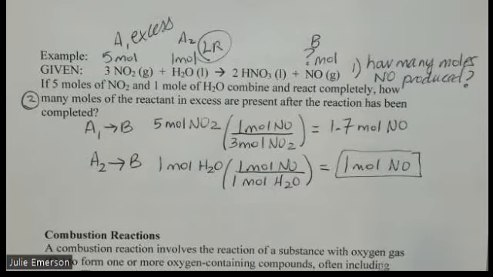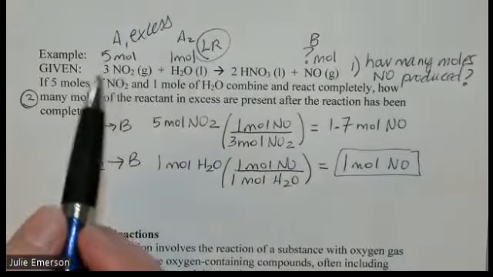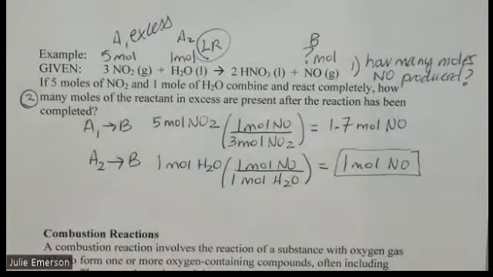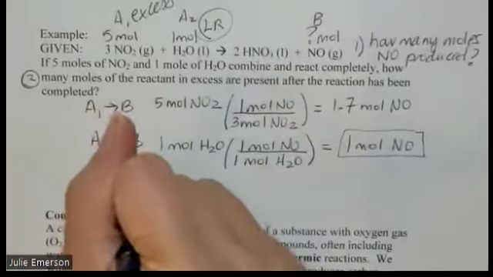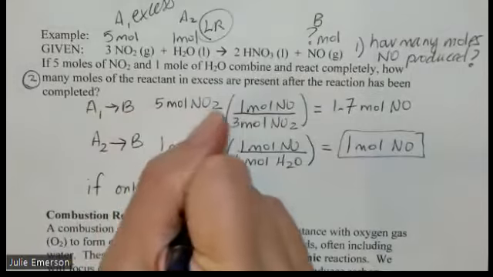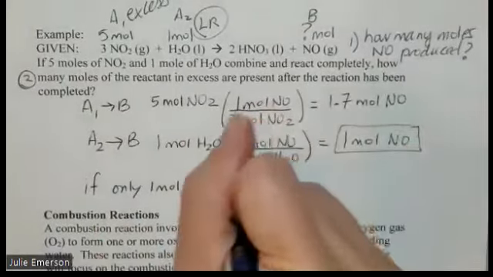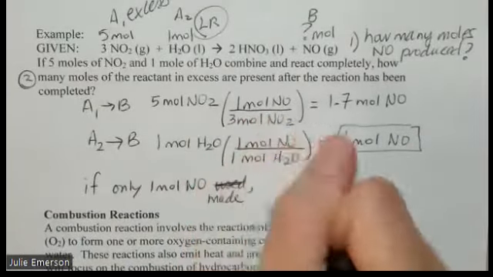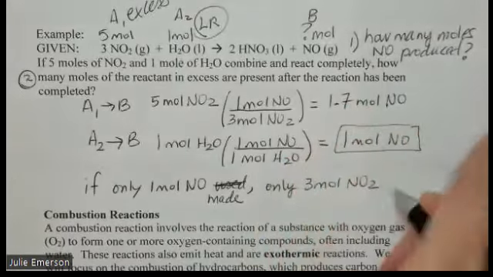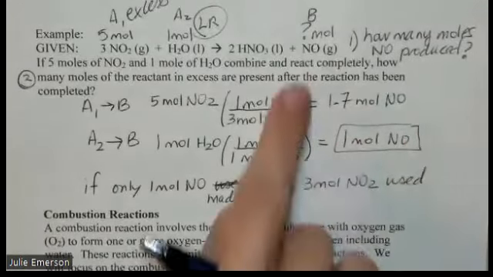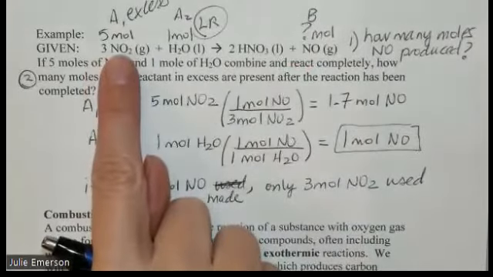So we know that we're going to produce 1 mole of NO. So how much of that NO2 was actually used to make that? And we can see from the stoichiometry that if only 1 mole of NO was made, then only 3 moles of NO2 was used, right? Because if I make 1 mole of NO, I had to use 3 moles of NO2.